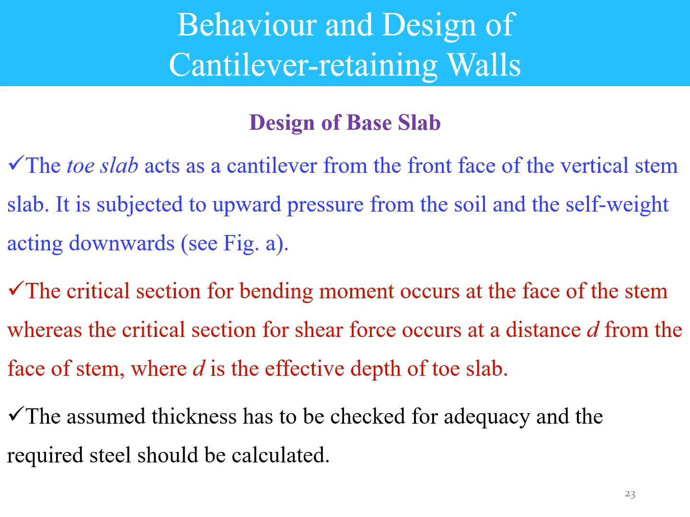Design of base slabs. The toe slab acts as a cantilever in front of the face of my vertical stem. It is subjected to upward pressure from the soil, and the surcharge will be acting downward as shown in the figure. The critical section for bending moment occurs at the face of my stem, whereas the critical section for shear force acts at a distance d from the face of the stem, where d is the effective depth of my toe slab. Assumed thickness can be checked for adequacy, and required steel should be calculated.